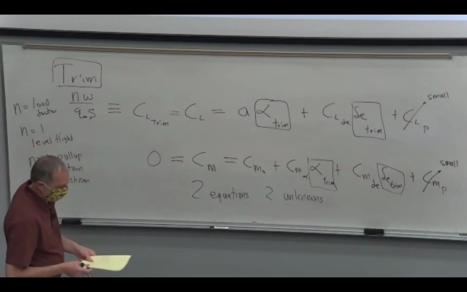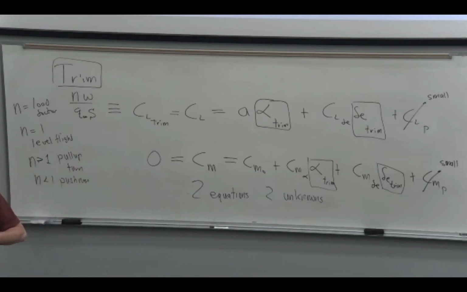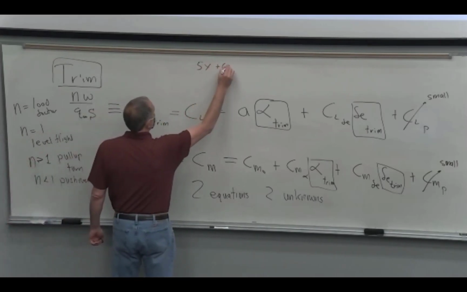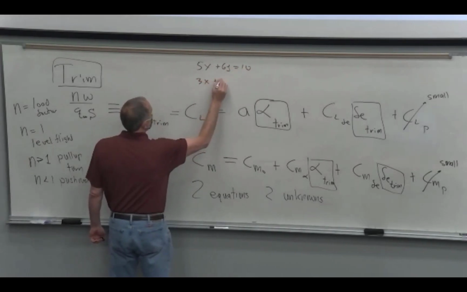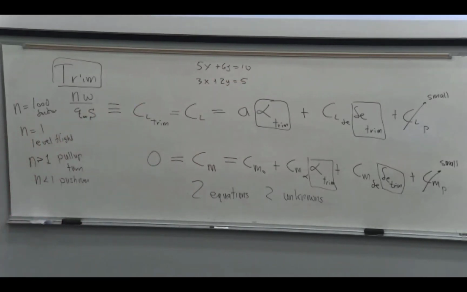All right, what's your favorite way to solve two equations and two unknowns? You have one? What's one way you could do it? Divide the equations. I'm sorry, what? I can't hear you. Simultaneous. That's what we're doing, is simultaneous. How do we do that? That's exactly right. We have two simultaneous equations. What if you have 5x plus 6y equals 10, 3x plus 2y equals 5? How do you solve it? More than one way, so somebody throw out an answer. If I said do that and you started to do it on your piece of paper, what would you do?